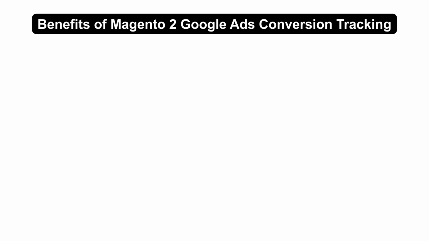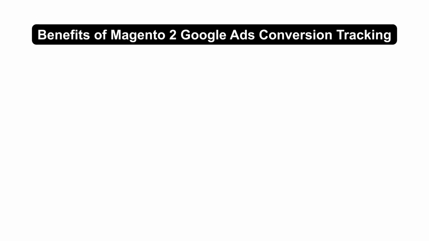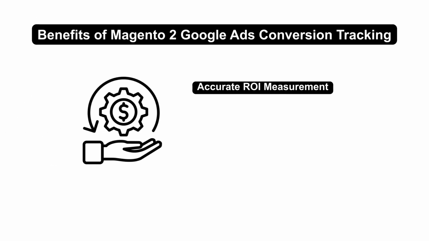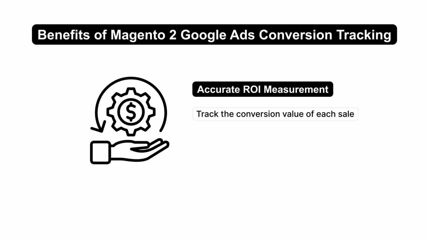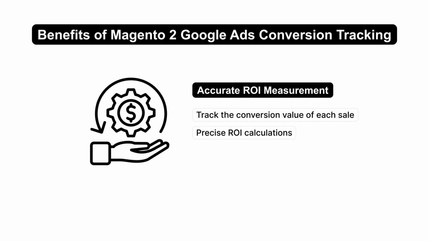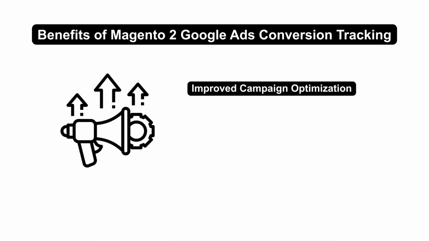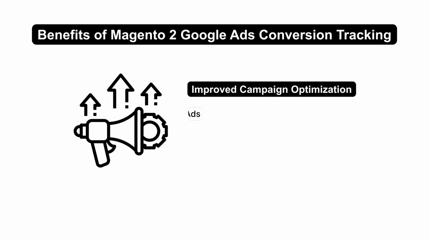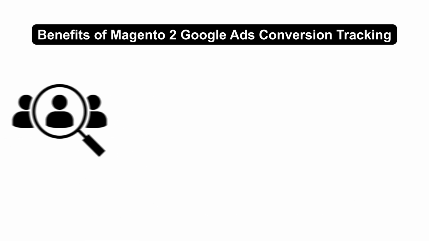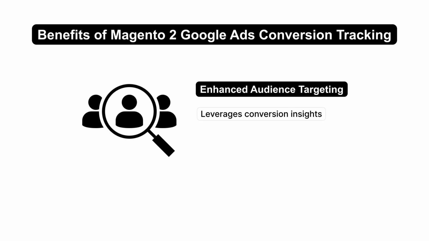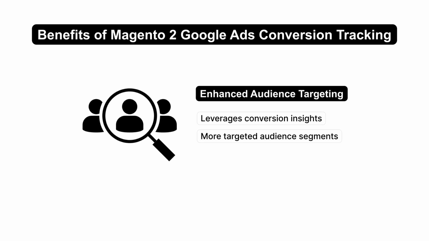Let's talk about the benefits of using Magento 2 Google Ads conversion tracking. Accurate ROI measurement allows you to track the conversion value of each sale for precise ROI calculations. Improved campaign optimization helps refine your ads, keywords, and bidding strategies based on conversion data. Enhanced audience targeting leverages conversion insights to create more targeted audience segments.